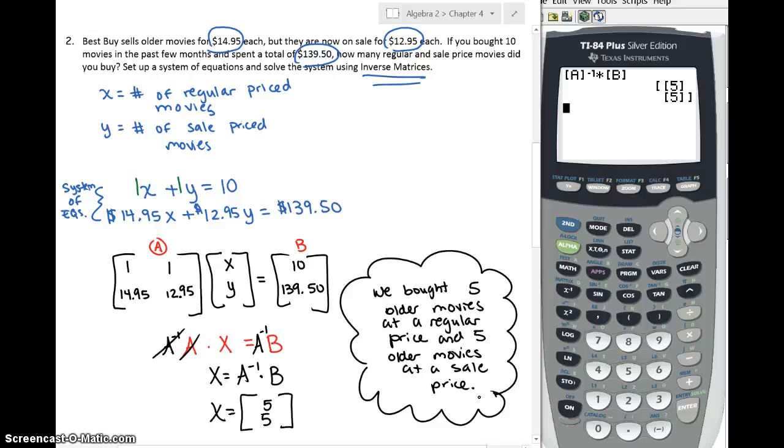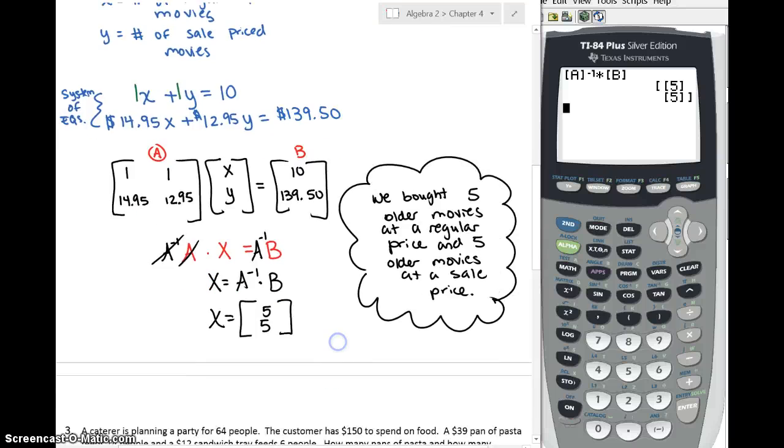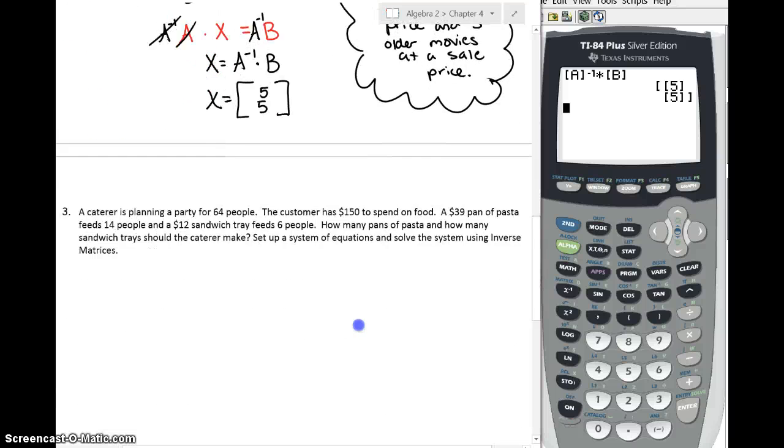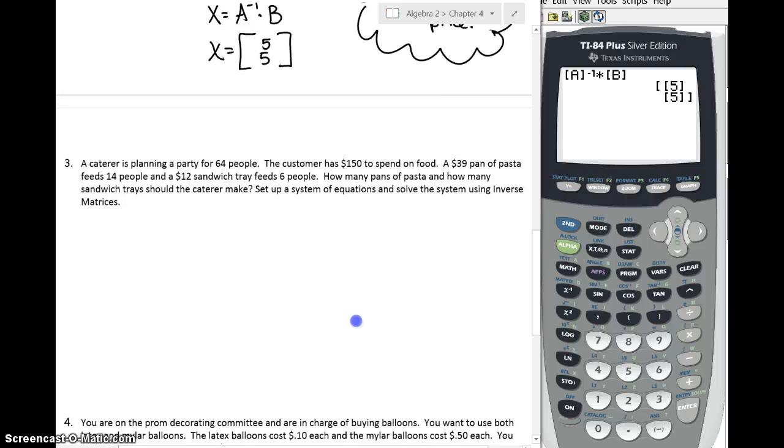So unfortunately we lost some money because we could have bought them all on sale, but that's okay. When we needed those movies, they weren't on sale. All right, great job with this problem. We're going to go ahead and solve one more, and then I'll let you do the last one. So let's kind of look at it.